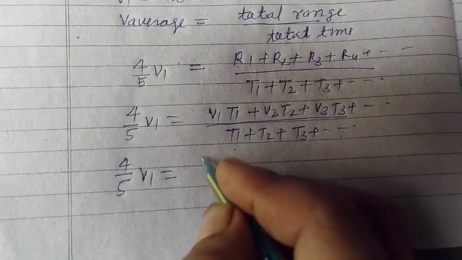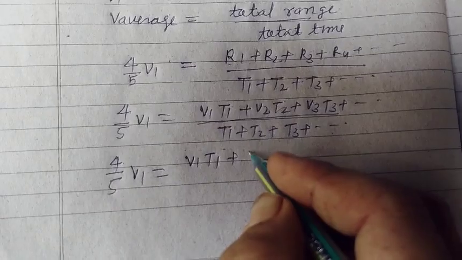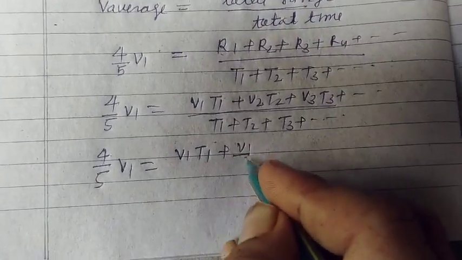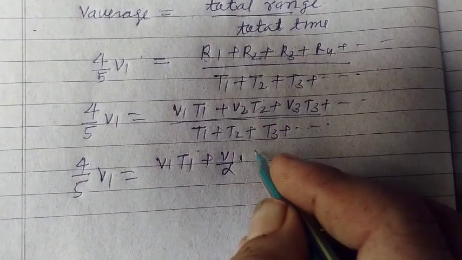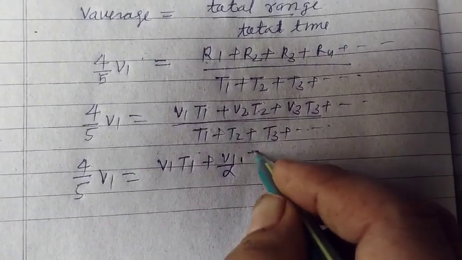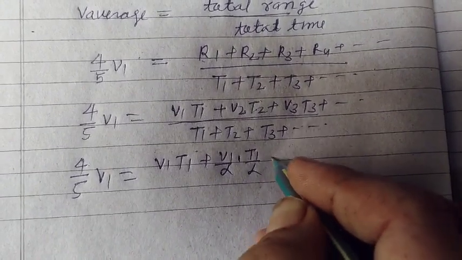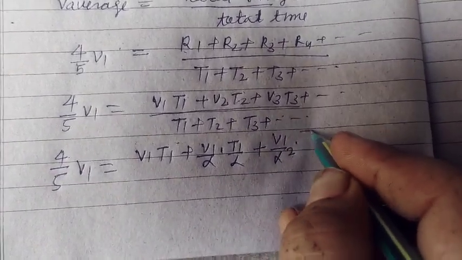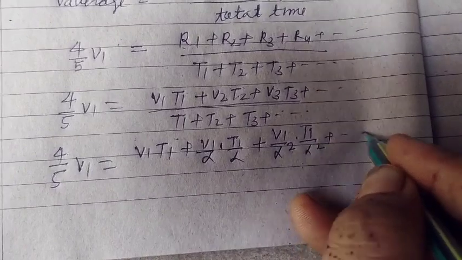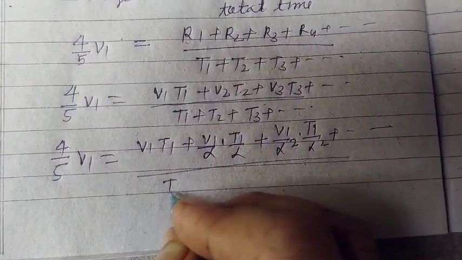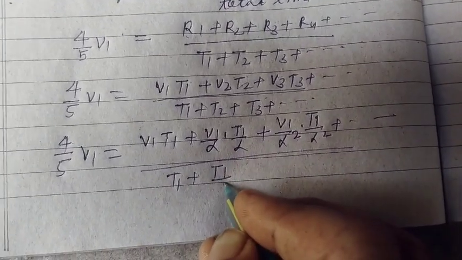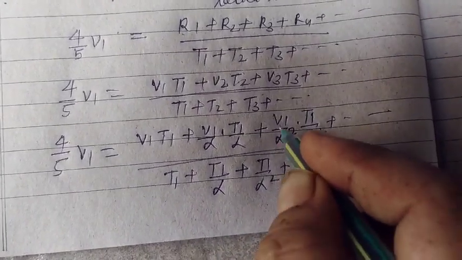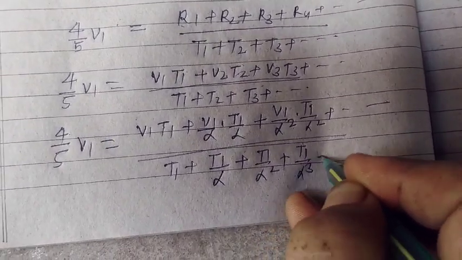So 4 upon 5 v1 equals v1 t1, and v2 is v1 by alpha, v1 by alpha into t2, and this t2 is t1 by alpha, plus v3 is v1 by alpha square and t3 is t1 by alpha square, and so on, upon t1 plus t2, which is t1 by alpha, t3, which is t1 by alpha square, and t4, which is t1 by alpha cube, and so on.